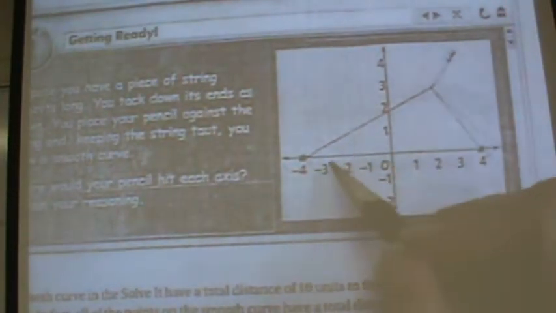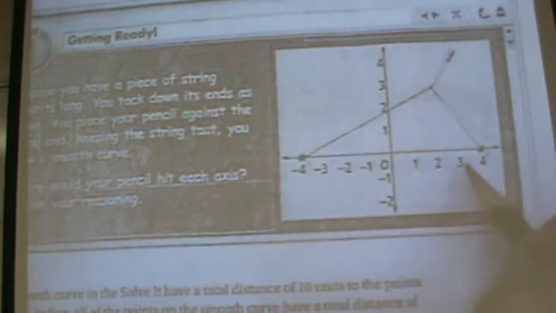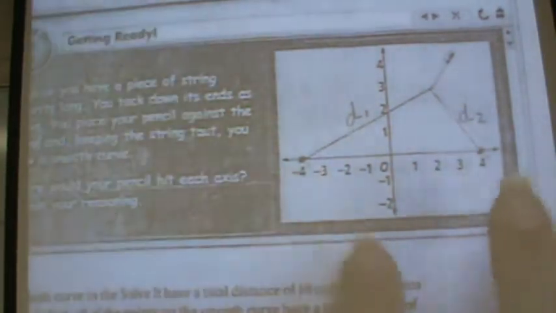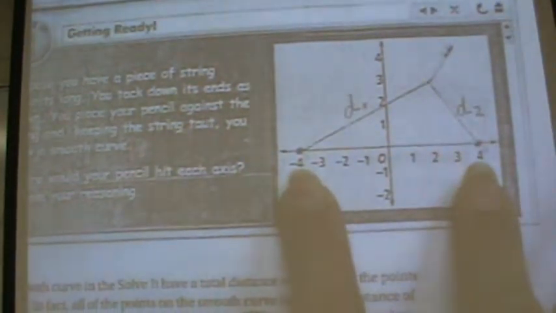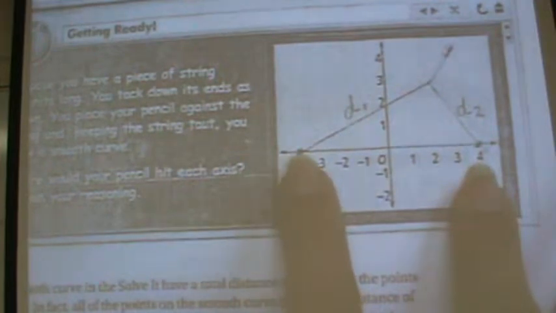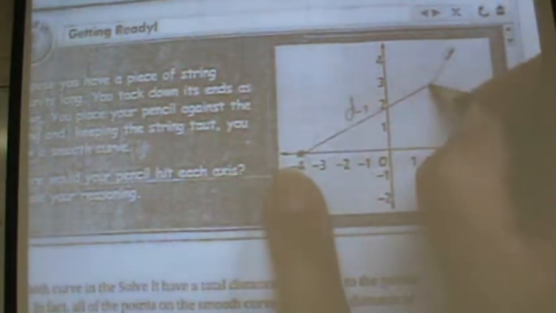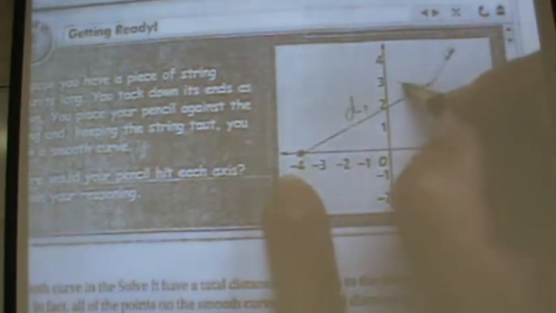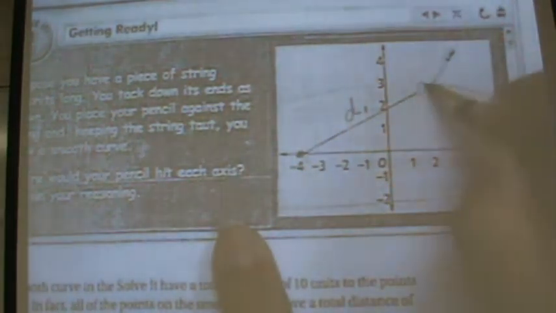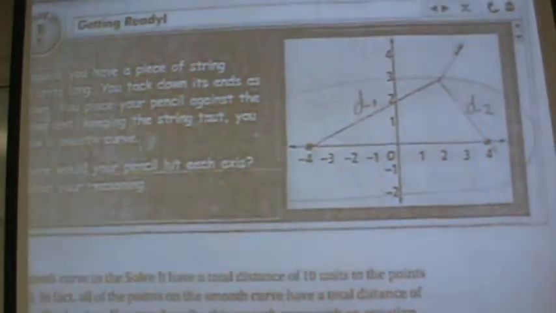So let's suppose you have a string that's 10 units long. We're going to call this D1, and we're going to call this D2. We're going to put these two, these are called your foci, your fixed points. If you took a string that was 10 units long, and you put a pencil here, and you were to draw the circle, you would have this distorted ellipse, elliptical shape. So that's what you're doing.